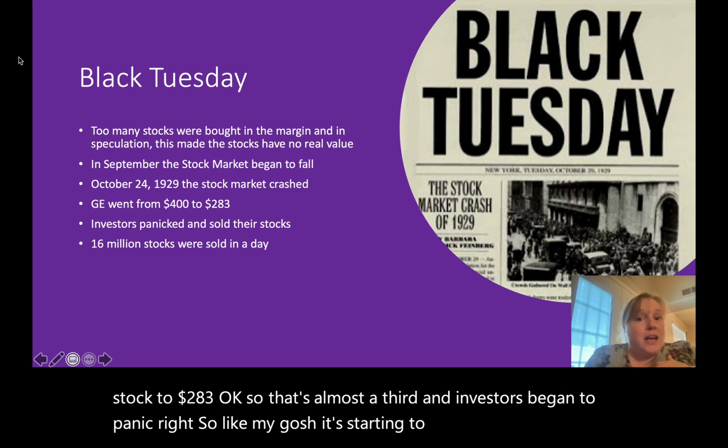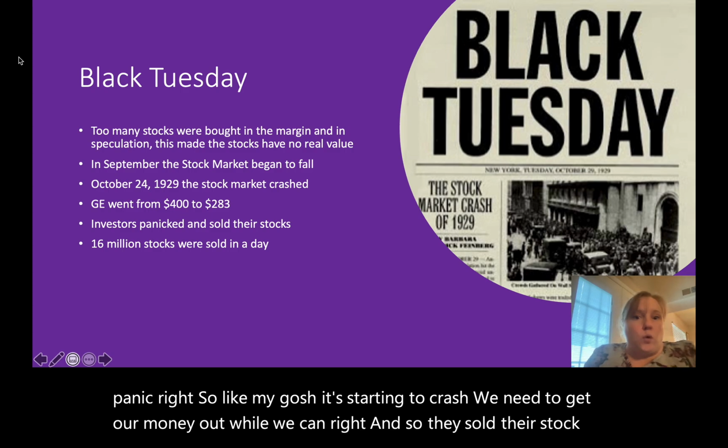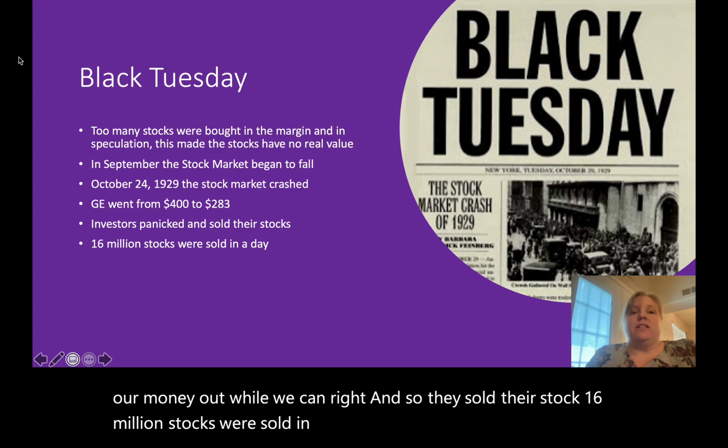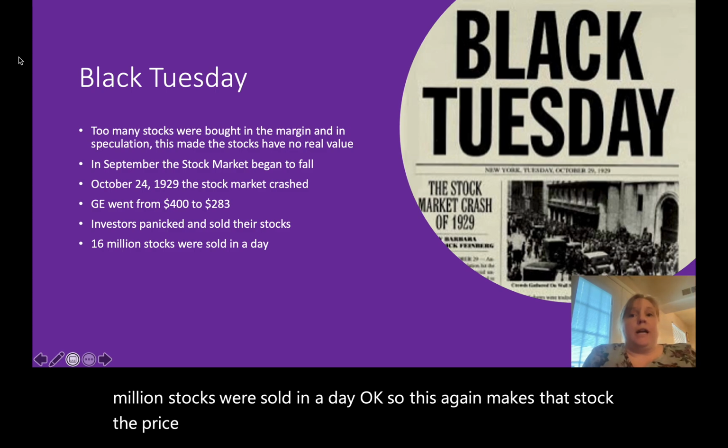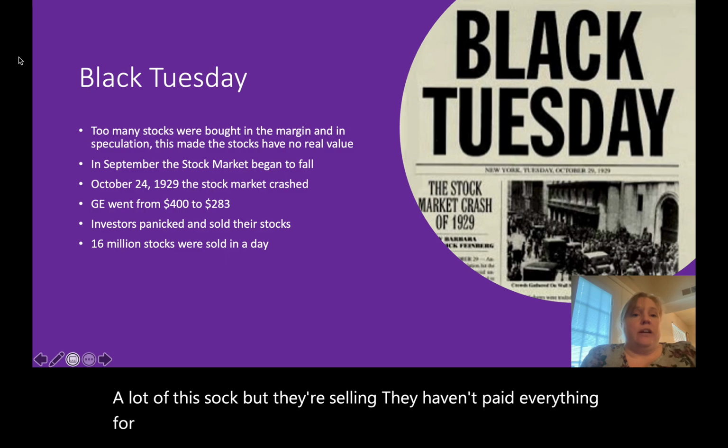We need to get our money out while we can, right? And so they sold their stock. 16 million stocks were sold in a day. Okay, so this again makes the price of that stock go down, right? But there's also a lot of this stock that they're selling, they haven't paid everything for yet. So it causes some serious holes in the stock market.